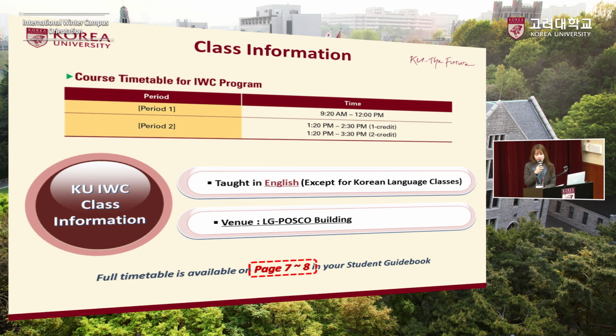All right. Next is class information. All the IWC courses will be held in this building called LG-Posco. Remember that. It is 5 times a week except for the 1 or 2 credit courses, and we have 2 separate periods, period 1 and period 2. Of course, all the courses are taught in English except for Korean language courses. The full course timetable is available on page 7 or 8 in your student guidebook, so please check that. And also please make sure to be on time in your classes.